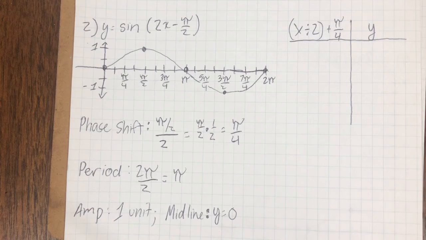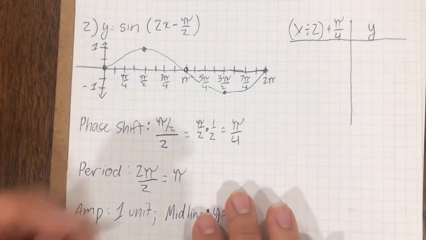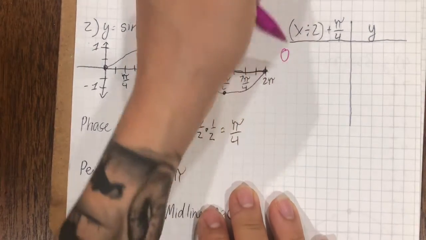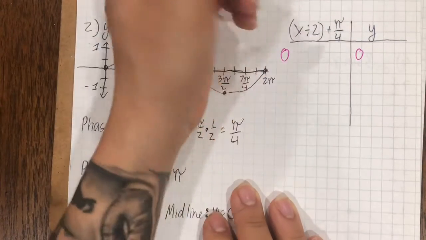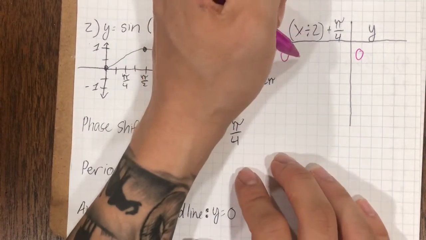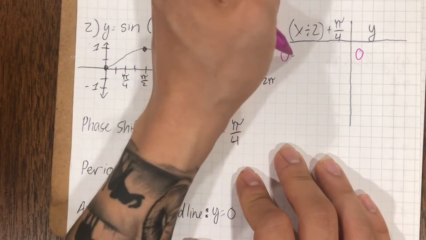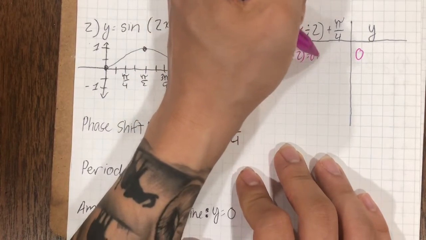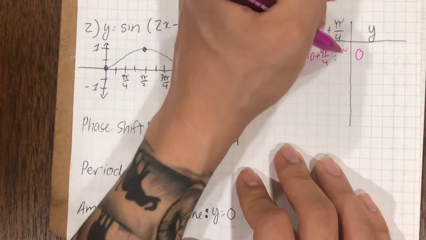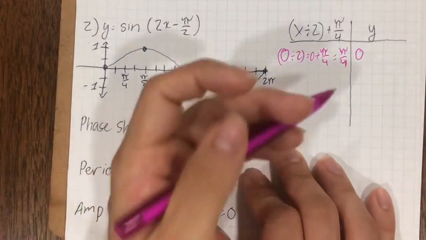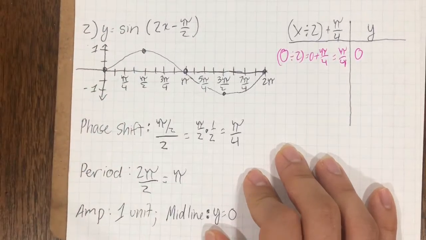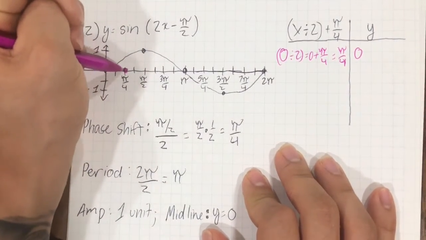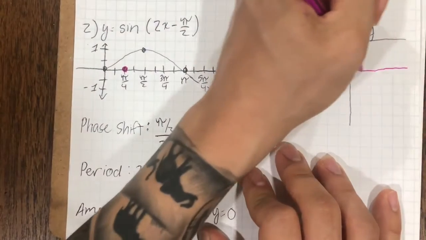So I have my original x and y coordinates for sine of x, and we're going to see how the x values change. All right, so I'm going to start off with 0, 0. So I take 0 divided by 2, I still get 0. I add it to pi over 4, that gives me pi over 4. So my first point is pi over 4, or 45 degrees, 0. All right, so moving on.